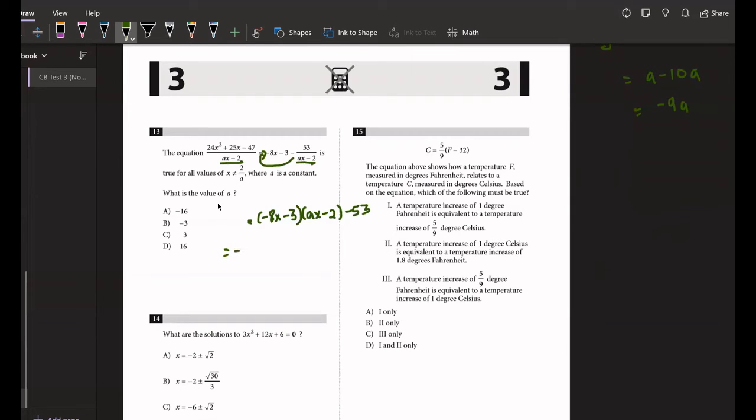You can take negative outside here. This will be 8x then. 8x times ax is 8ax squared, right? 8x times negative 2 would be negative 16x, right? Then 3, because negative is already outside, 3 times ax would be 3ax. And 3 times negative 2 would be negative 6, right? And then there is negative 53.